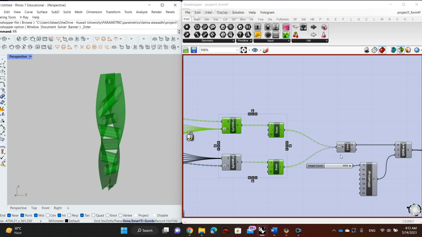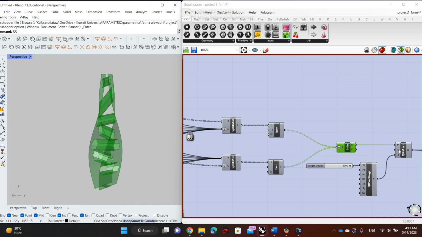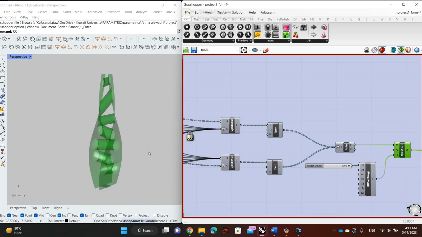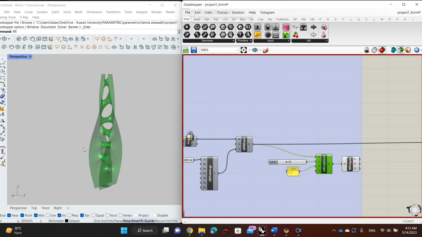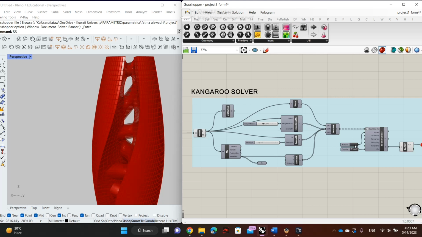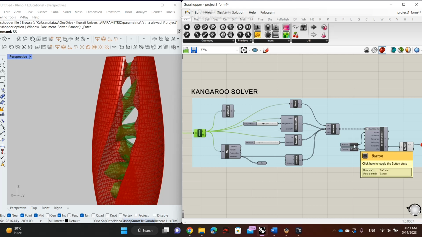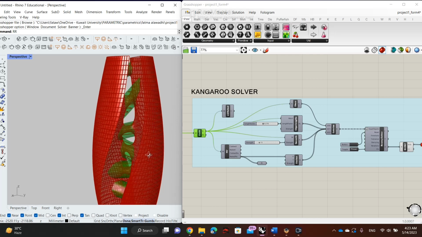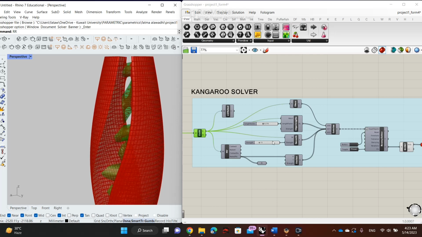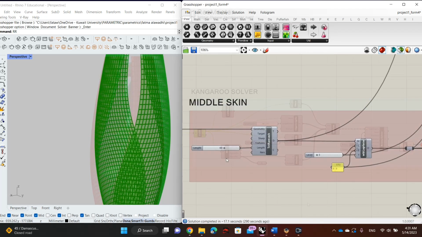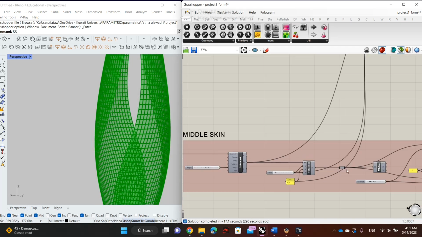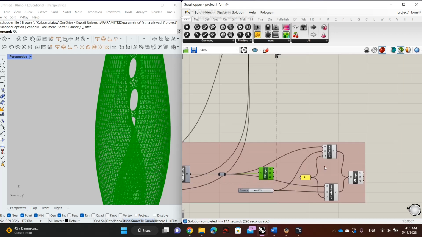Then the remaining parts were joined and turned into a mesh, in addition to the smoothing component that helped with blending the polygons with the surfaces. And here the Kangaroo solver was introduced, so you can see how it changes. For the middle part, the facade was treated differently by using the triangulation.